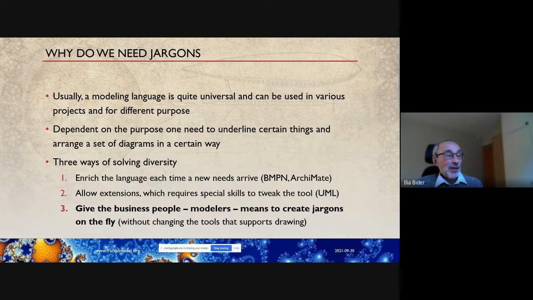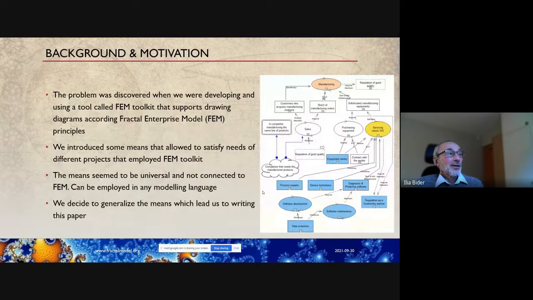So that's one way. Another way is a lower-level extension, and this extension can be tuned in a tool that supports it, but it requires a skilled professional to make the extension, and then people in the project who are not technical can use it. UML has this kind of extension, for example. And the third way, which we try to implement, is to give the people, the modelers, the means to create jargons on the fly. So they don't need any specialists, they can create a jargon without changing the tool. But we need some means for it in the tool. Okay, this is just background and motivation.